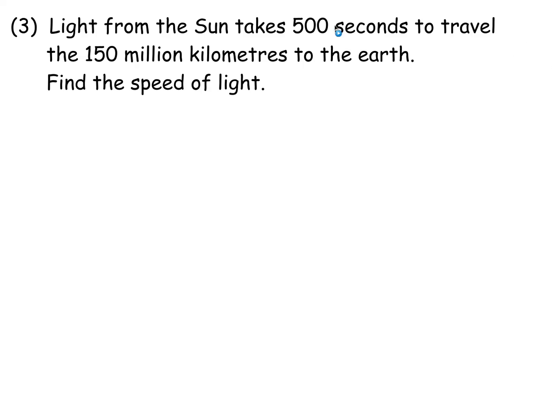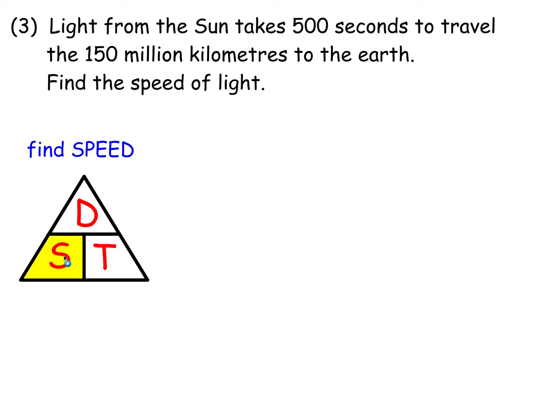So this is light from the sun. It takes 500 seconds to travel to the Earth, so the time is 500 seconds. The sun's distance is 150 million kilometres from the Earth. That's the distance. So I've got the time, I've got the distance, and what's the speed? Speed is s equals d over t.